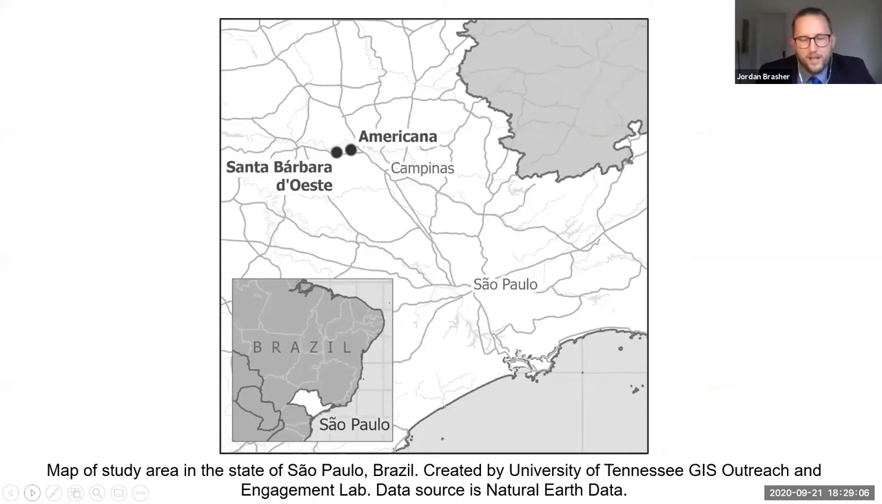So here's a map of the two most long-standing Confederate settlements in Brazil, where I conducted my dissertation research in 2018 and 2019. Hopefully it gives you a little bit of context of the study area. And just for a sense of scale, the two towns are located right next to each other, and they're about 2 hours by bus outside of the downtown São Paulo area, located northwest of São Paulo. And as you can see in the inset map there, São Paulo is in the southeast of Brazil.